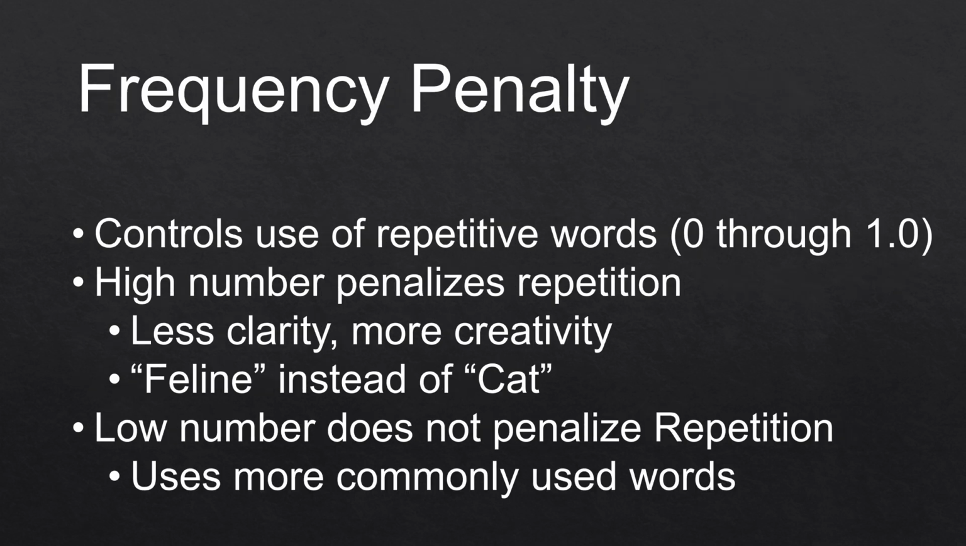The frequency penalty controls use of repetitive words. Its value can be 0 through 1.0. If it's a higher number, the system is not going to choose words that occur very frequently in its training data. For example, if you had a high frequency penalty, it may not use the word cat. If it needed to describe a cat, it would use feline because that word is used less often. If you keep this number low, then it won't do that.